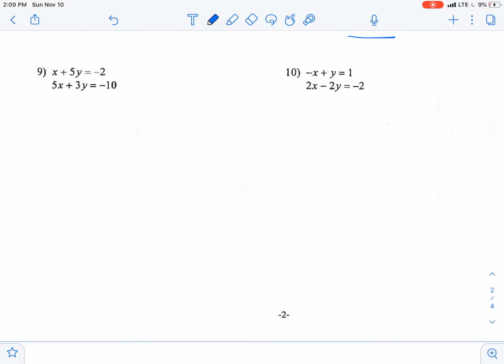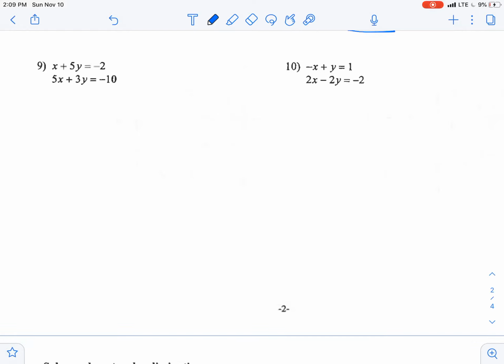Okay, now number 9 and number 10. One of the things that you're going to notice about them is neither one of them say y equals or x equals. Okay, and so what we want to do is rewrite one of these equations so that it is either y equals or x equals. Now, how do I know which one to do? Well, really you can do any of the variables you want, but what I look for is one that has the number 1 out in front. So since the x here has the 1 out in front, that's what I want to solve it for.